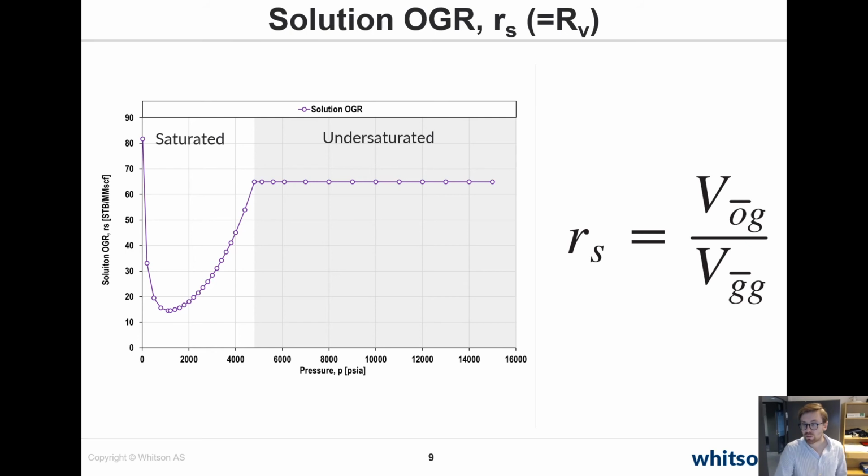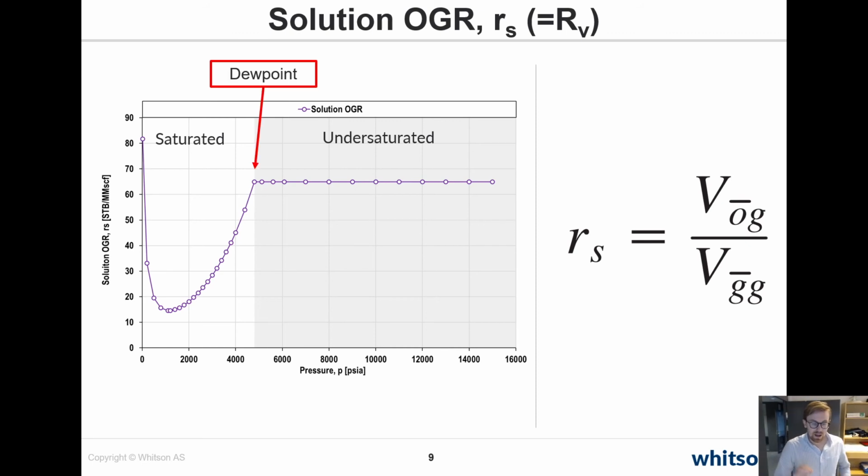And in most commercial tools, if you think about Harmony, Eclipse, ResFrac or whatnot, they typically use the large R subscript v for this. So that's the vaporized oil ratio. But it's the same thing, and the little r_s is just the SPE nomenclature for the same concept. So two different words for the same thing.